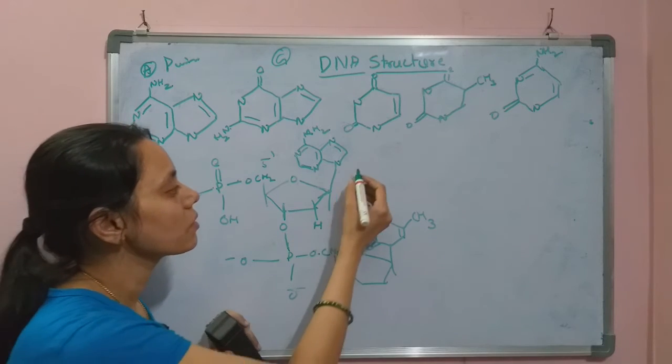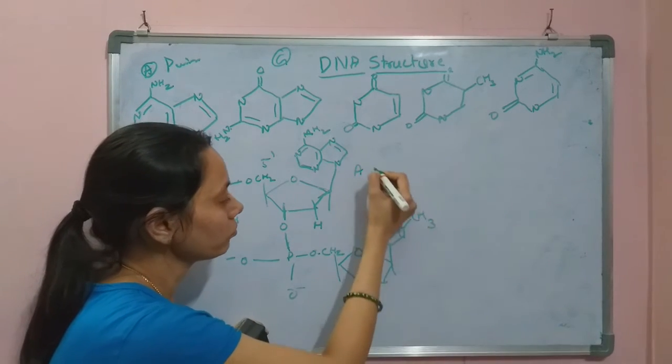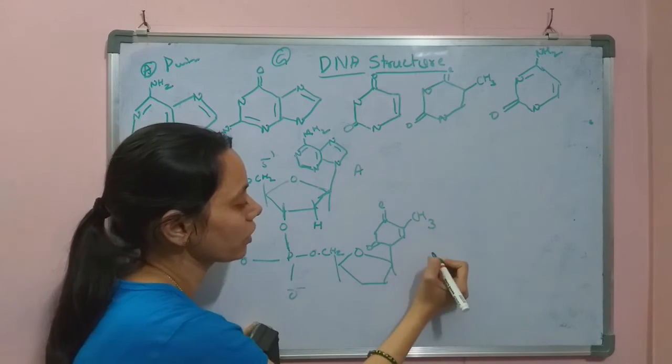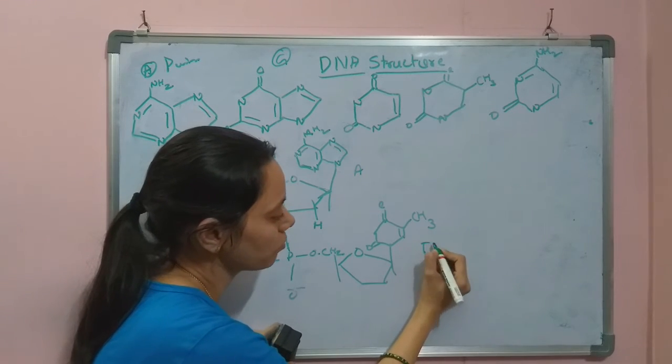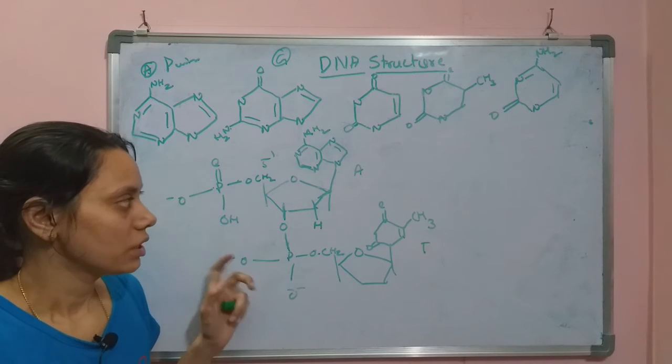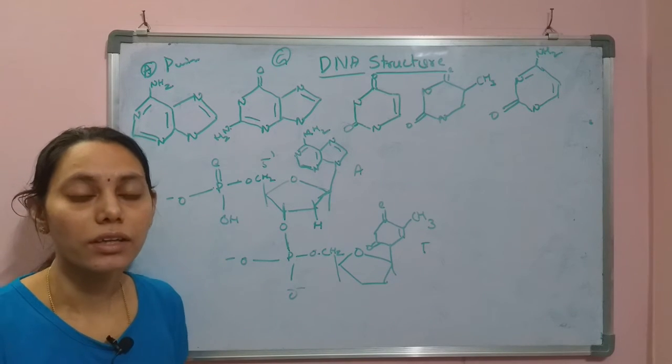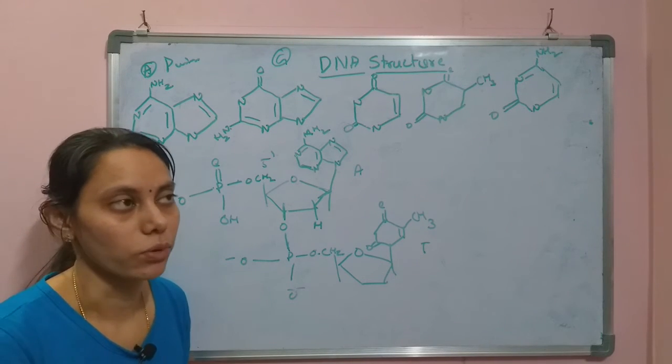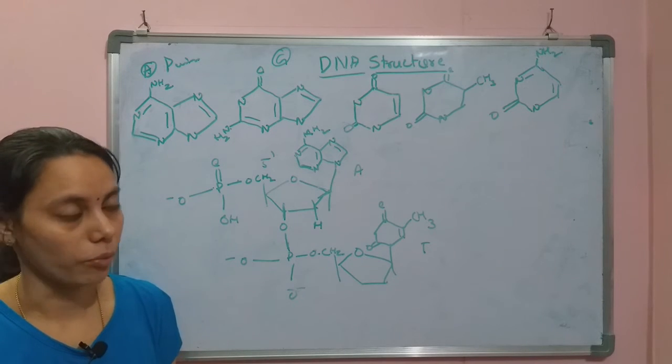So here is the adenine nucleotide, and here is the thymine nucleotide. So that is how the phosphodiester bond is formed. And coming to the other type of bond, that is hydrogen bond. How will hydrogen bonds be formed?